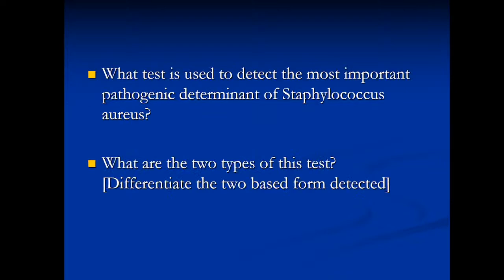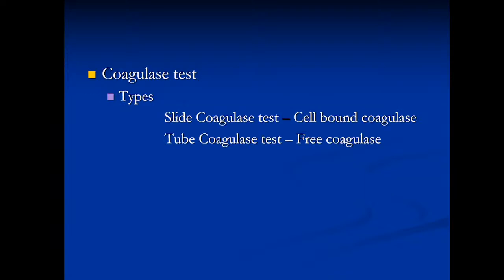All right. So now let's move on to the test that detects the most important pathologic determinant for Staphylococcus aureus. It's actually coagulase. And the test used to determine it is the coagulase test. We have two types of coagulase tests. Please don't forget the slide coagulase method and the tube coagulase method. What's the difference? Slide coagulase detects cell-bound coagulase, while tube coagulase detects free-flowing coagulase. Yes, there's a difference.